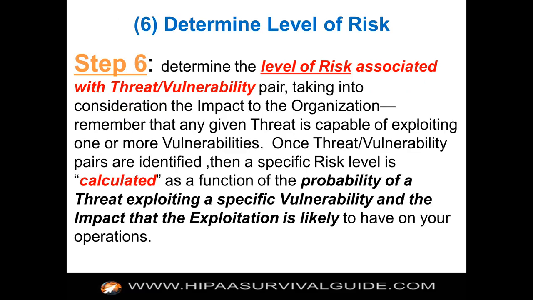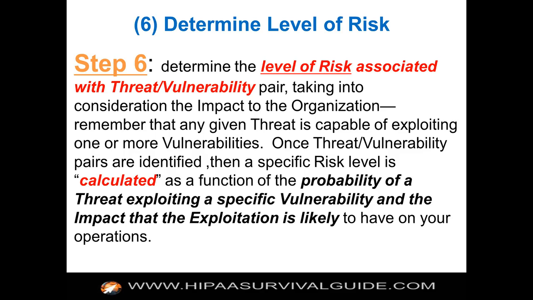Step six, determine the level of risk associated with the threat-vulnerability pair. Once you've identified the threat-vulnerability pairs, a specific risk level is calculated. Again, there's no mathematics here, so we're using that term loosely, as a function of the probability of a threat exploiting a specific vulnerability and the impact that that exploitation is likely to have on your operation. So if the probability of a hurricane knocking out power is high, and the impact of no power is high to your organization, then that's probably a high risk. That's how that would work.